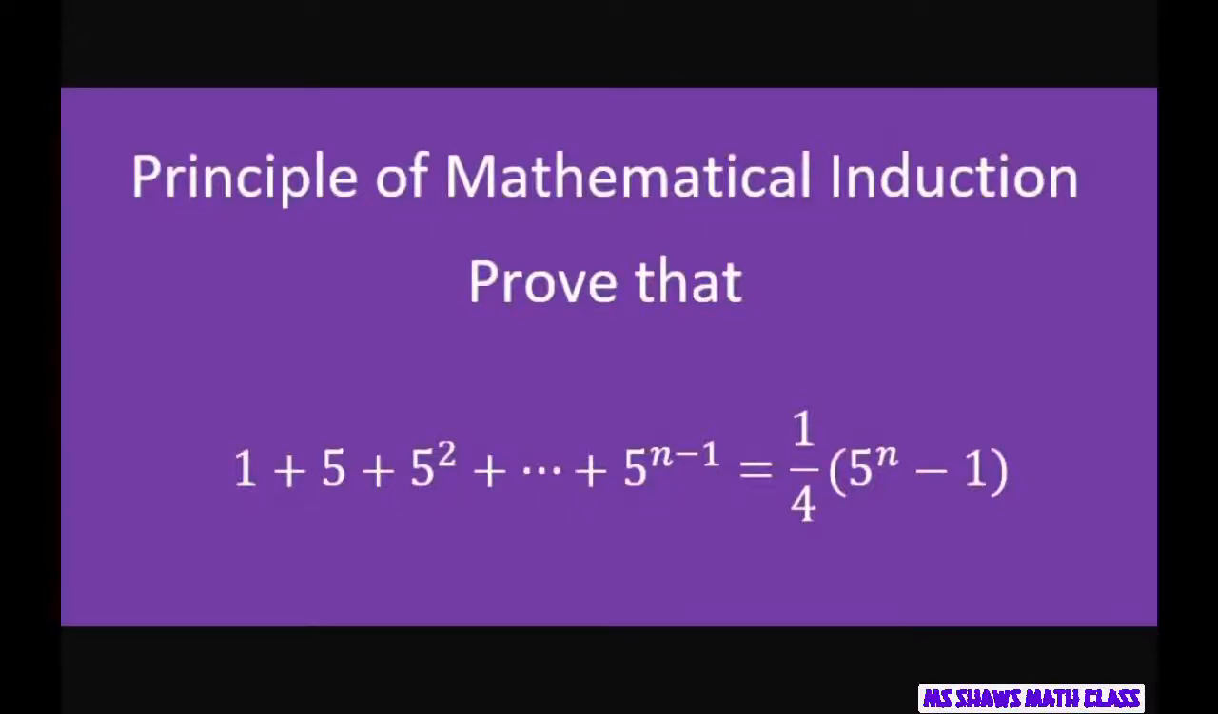Hi everyone, we're going to use the principle of mathematical induction to prove that 1 plus 5 plus 5 squared plus dot dot dot plus 5 to the n minus 1 equals 1/4 times 5 to the nth power minus 1. And remember that 1 really is 5 to the 0, plus 5 to the 1, plus 5 squared and so forth.